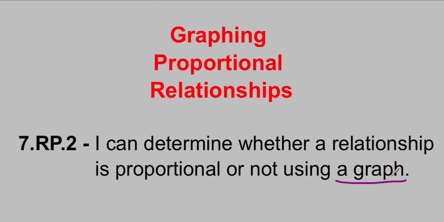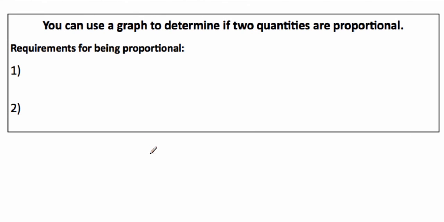So last lesson we talked about how to use it given a table of values, how to turn them each into unit rates, and then compare those unit rates to see if something is proportional or not. This time we're going to use it using a graph. So you can use a graph to determine if two quantities are proportional. So here are your two requirements.